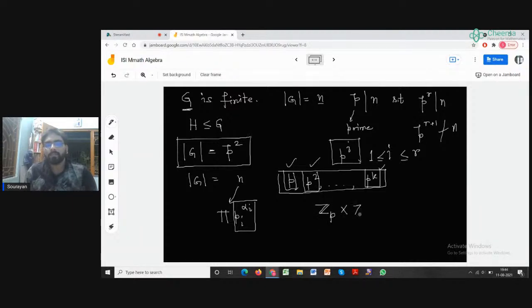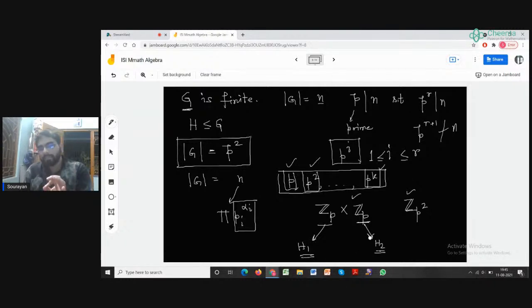Z_p cross Z_p, or Z_p square. Okay, so these are the two possibilities. But the moment you take Z_p cross Z_p, then you are establishing the fact that there exist two isomorphic subgroups of G.